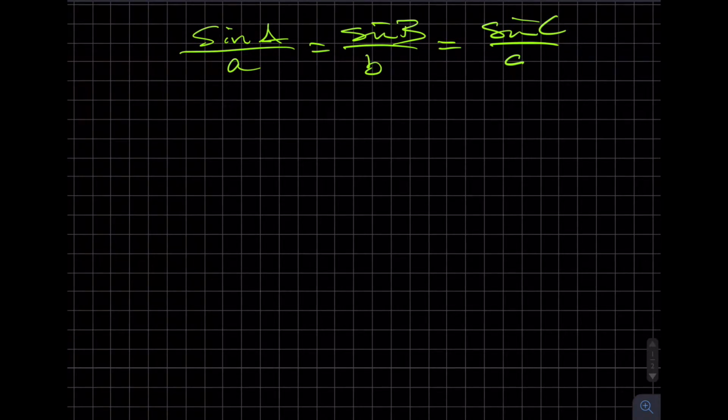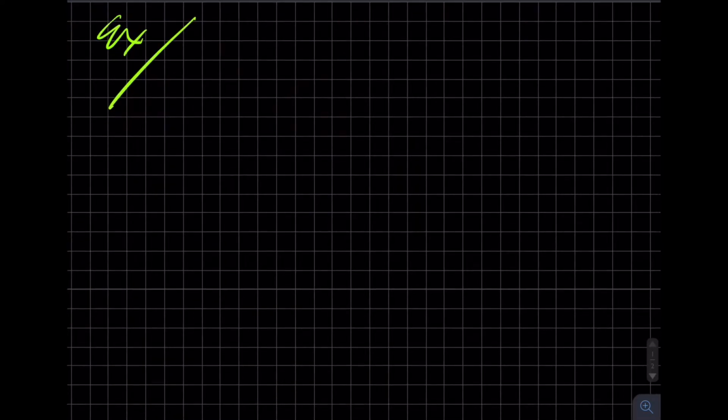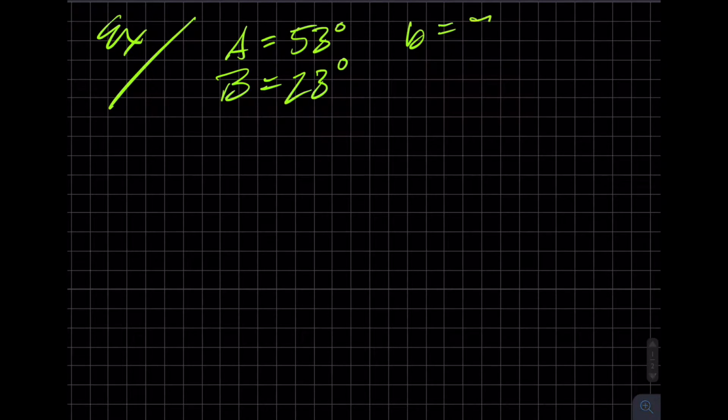All right, so what do we want to do? We want to do an example now. Let's go with angle A equal to, I don't know, 53 degrees. And angle B equal to 23 degrees. And let's say side b is equal to 7 centimeters.